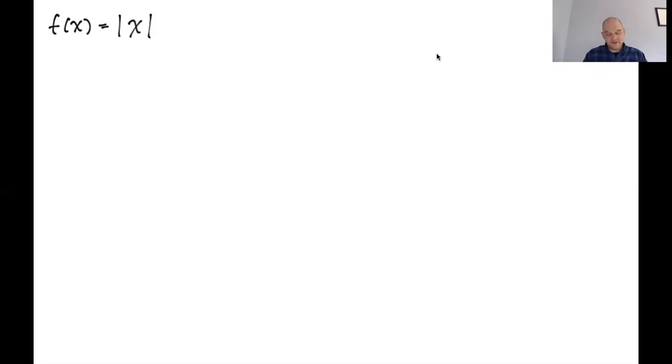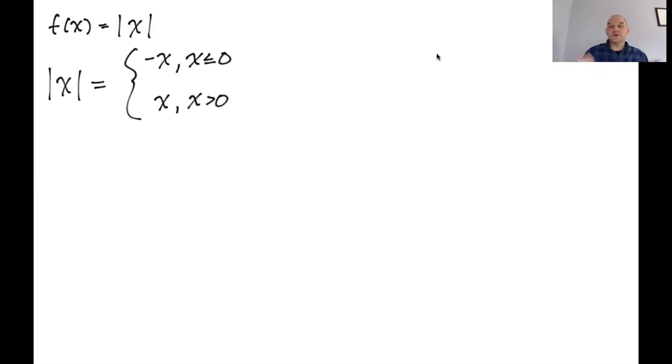Okay, so we know that the absolute value of x can be rewritten as the opposite of x when x is less than or equal to 0, and x when x is greater than 0. Or you can put the equality on either of them. It doesn't really make a difference, right?